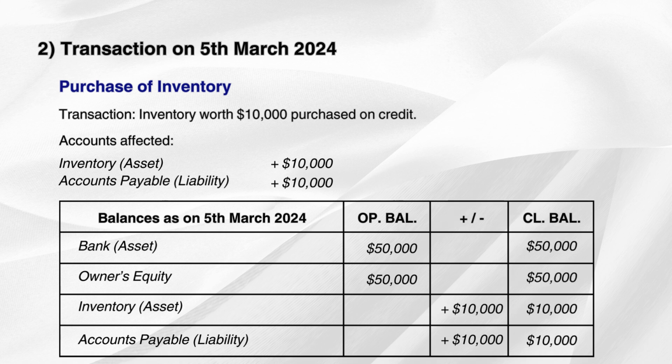Now in this chart, we will see that inventory has been added with a balance of $10,000 and accounts payable also got added by $10,000. Hope this is clear. Now let's get on to the next transaction, which happened on 10th of March 2024.